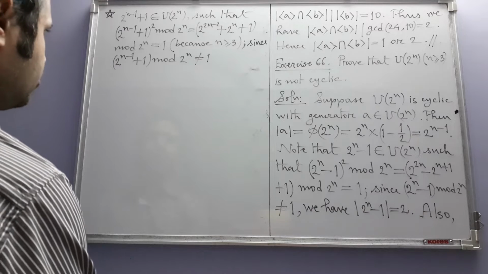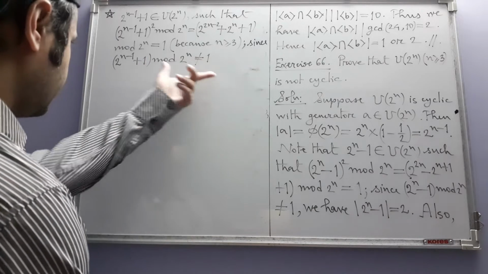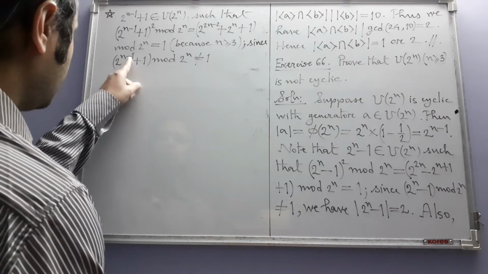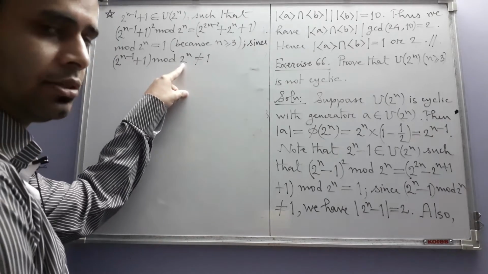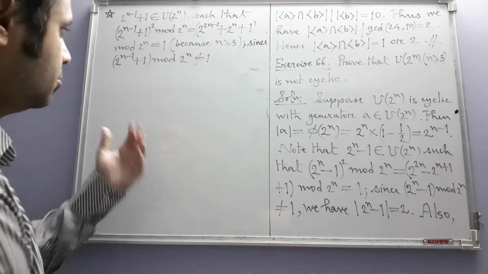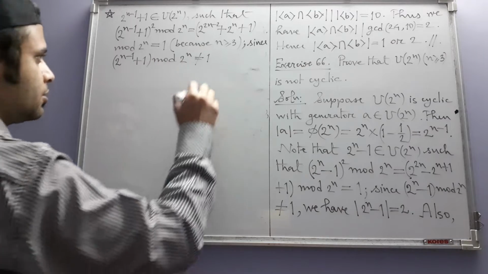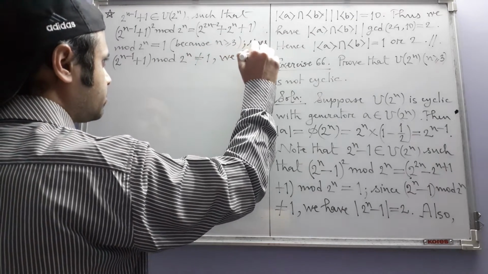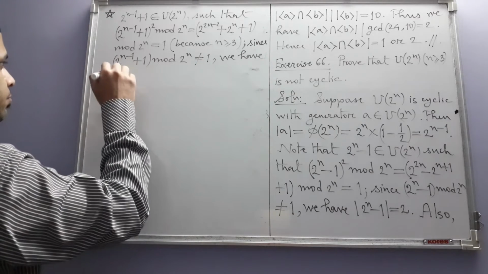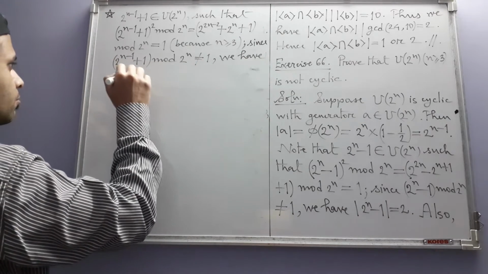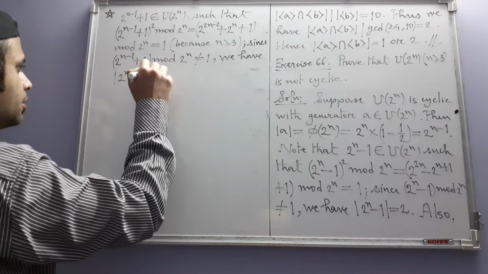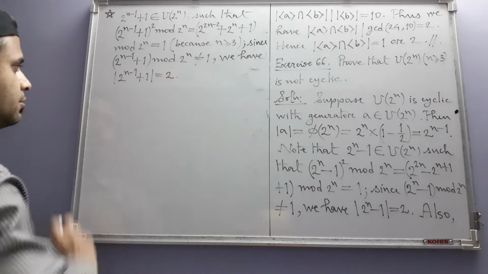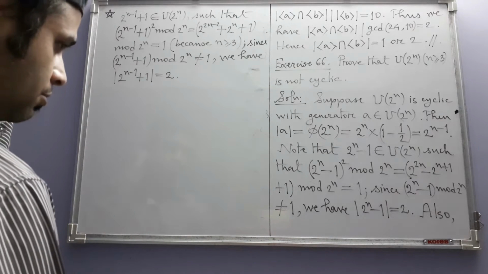Because for that to happen, for this to be equal to 1, 2 to the power n minus 1 should be divisible by 2 to the power n, which is not true. So that's why this is not equal to 1. So we have this element also of order 2. Okay.